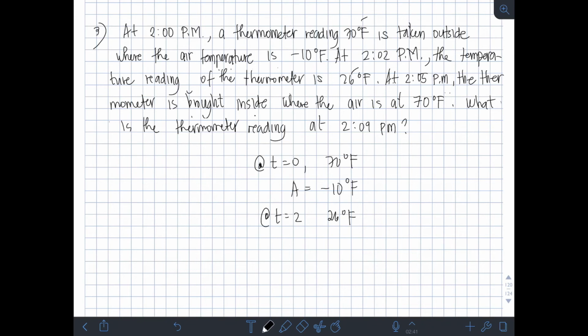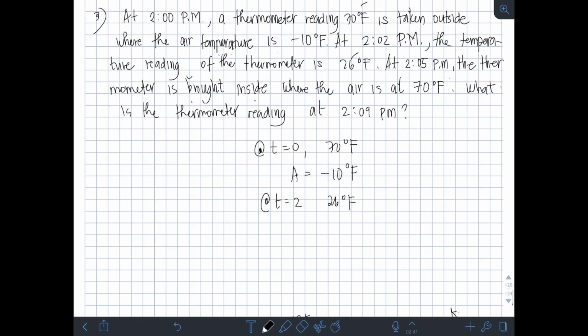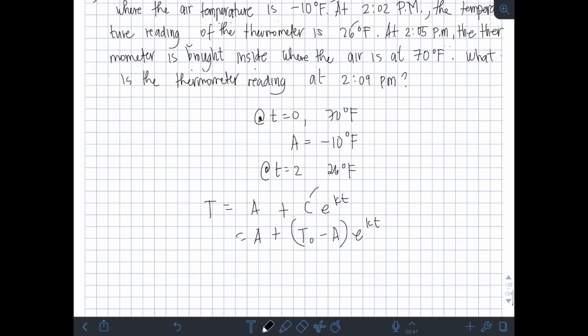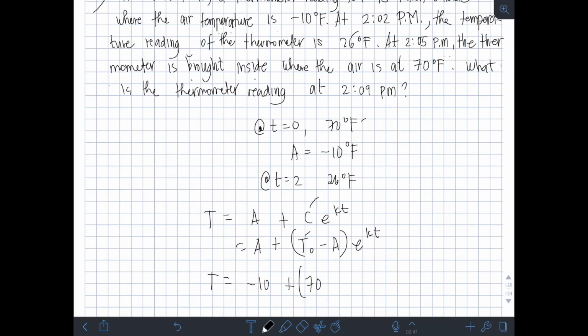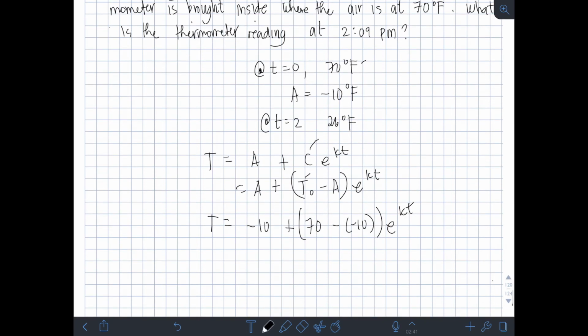So, let's get the equation of the thermometer first. Same as before, T equals A plus C e raised to kt. C is always the initial temperature T0 minus the ambient temperature A, times e raised to kt. Now, let's solve for C. A is negative 10 and T0 is 70, so 70 minus negative 10 is 80. So we have T equals negative 10 plus 80 e raised to kt.